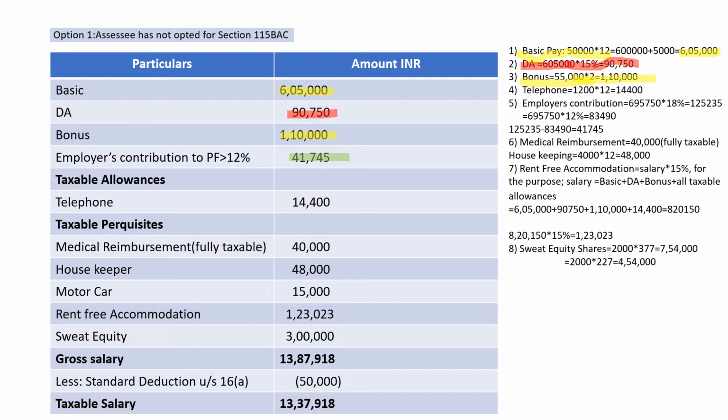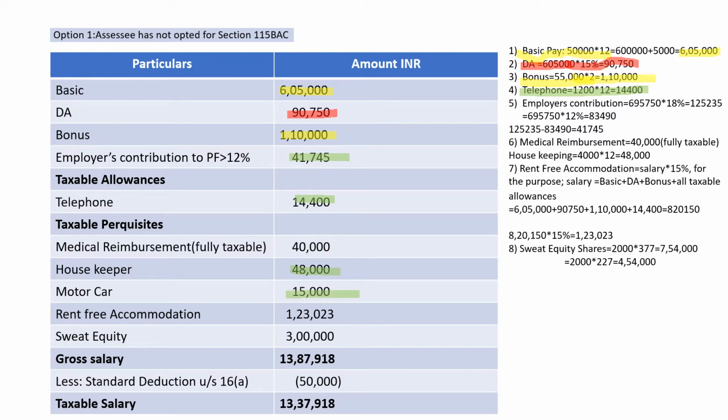Then taxable allowances, that is about telephone. Taxable allowances are 1200, so for 12 months it is 14,400. We have done it. Then taxable perquisites. Medical expenses are fully taxable, and we have written it here. Then housekeeper is 4,000 per month he has given, and 48,000 we need to write here. Then motor car expenses, as per standard rule, 15,000 will be the taxable one.